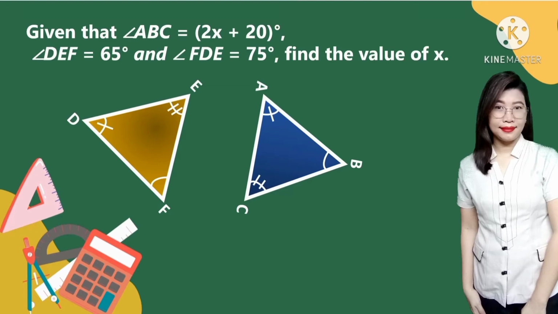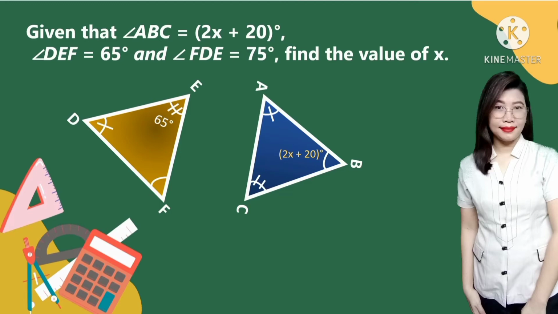How can we find out the location of angle ABC? Look at the middle letter of the given angle, so that is letter B. It is also called angle B. So therefore, angle B is the quantity of 2x plus 20 degrees. Next is angle DEF is equal to 65 degrees. The middle letter is letter E, so that is angle E is 65 degrees.